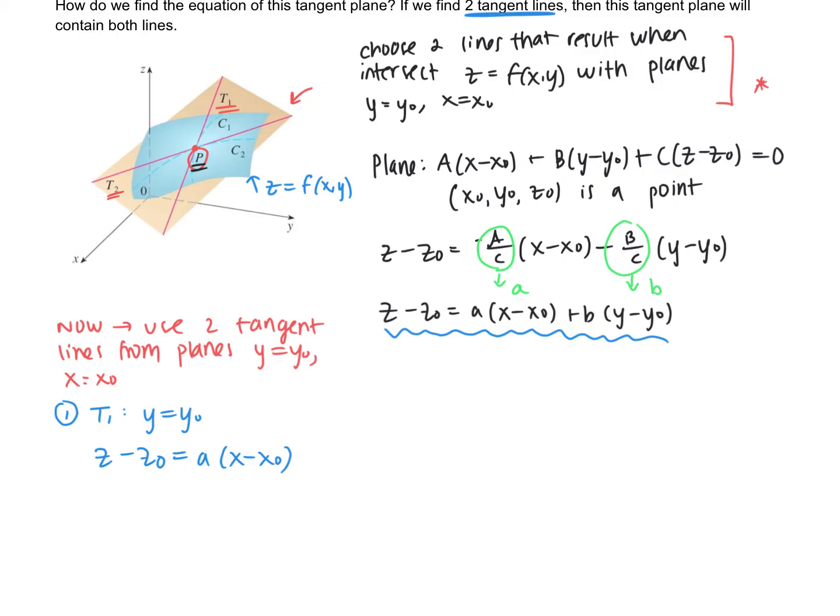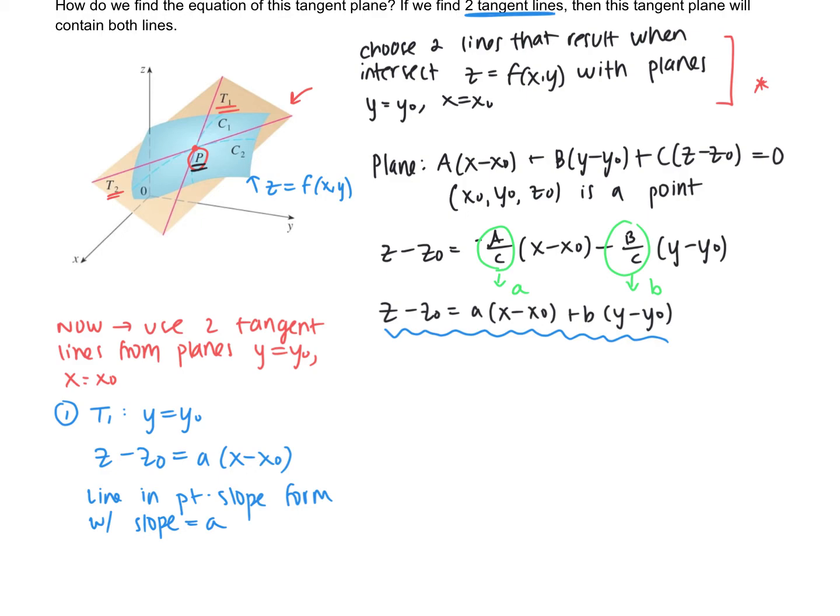Okay, so then the question is, what is this? What are we actually looking at? Well, this is a line in point slope form with a slope that's equal to a.